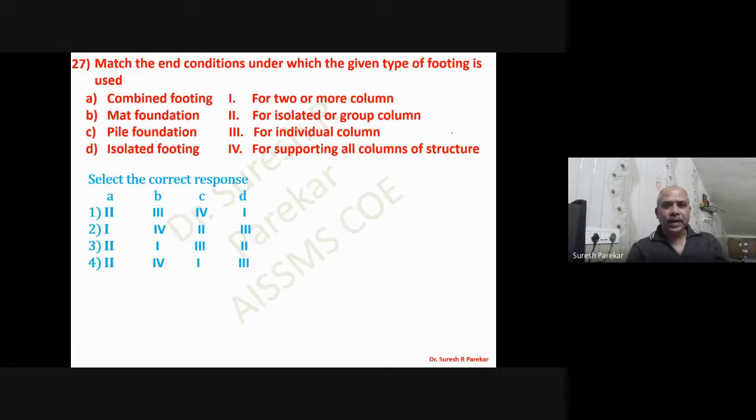Then match the end conditions under which the given type of footing. So combined footing we have for 2 or more columns. Mat foundation, we have 4, supporting all columns. So A1, B 4. A1, B 4. So we have option 2.